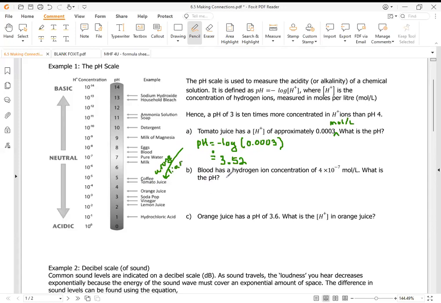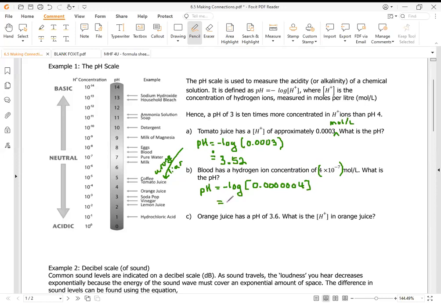Okay. Blood has a hydrogen ion concentration of 4 times 10 to the power of -7. What is the pH? Same thing. Just because I give it to you in a different number does not mean the formula changes. It's literally 4 times 10 to the power of -7. If you don't like that, you might be wondering, how do I plug that into the calculator? Sure, you can do this into the calculator. Or if you know your sig figs, 1, 2, 3, 4, 5, 6, 7 into your calculator.